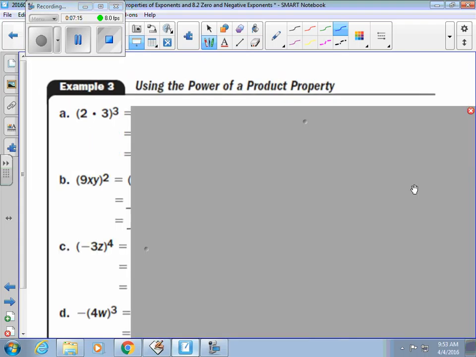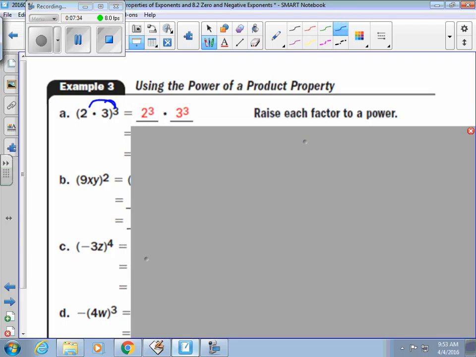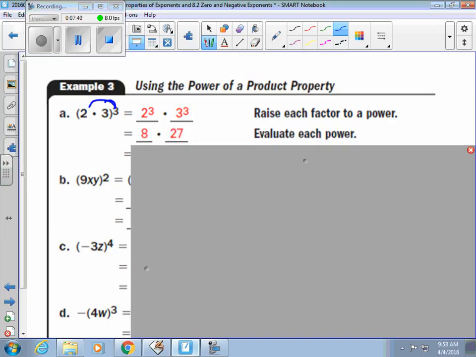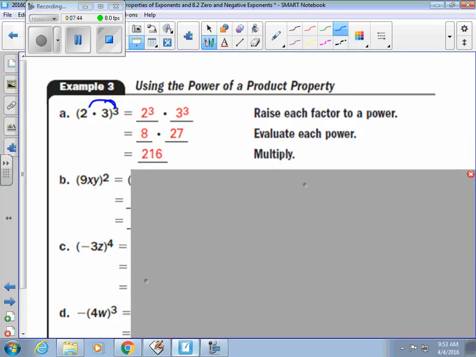Example number 3 is using the power of a product property. 2 times 3 to the 3rd. Order of operations says we can do 2 times 3 and get 6 and raise 6 to the 3rd power. The power of a product property tells you could also give the 3rd power to the 2 and the 3rd power to the 3. So 2 to the 3rd times 3 to the 3rd. 2 to the 3rd is 8. 3 to the 3rd is 27. And 8 times 27 is 216.